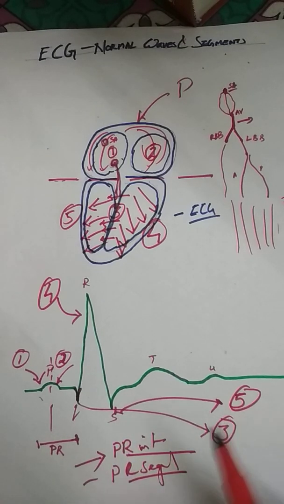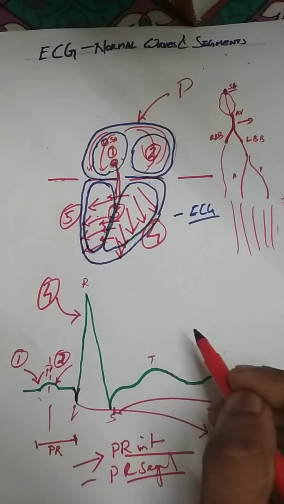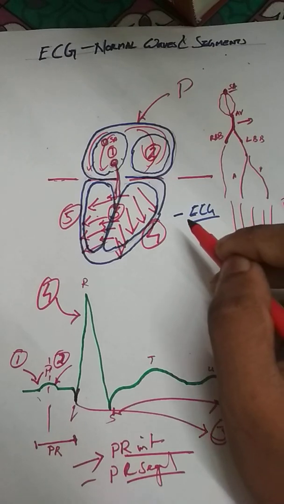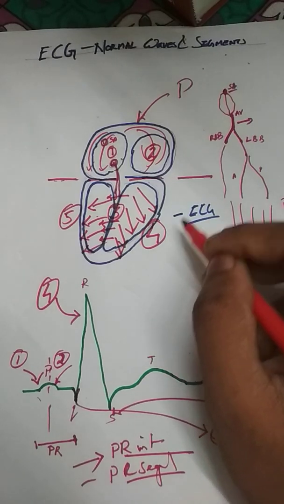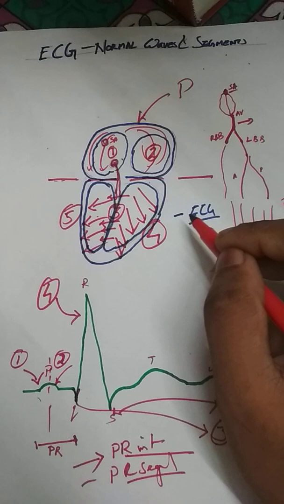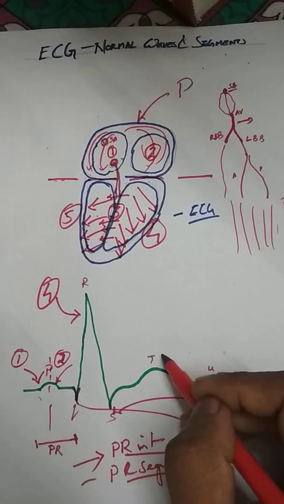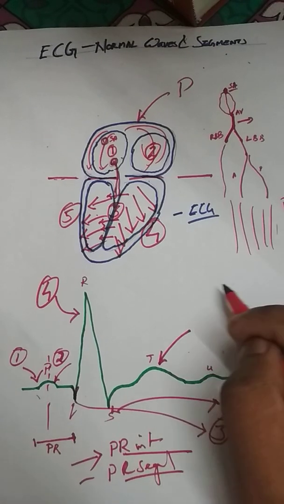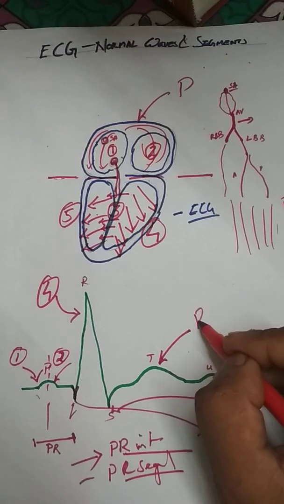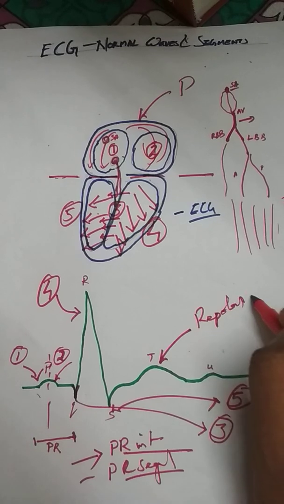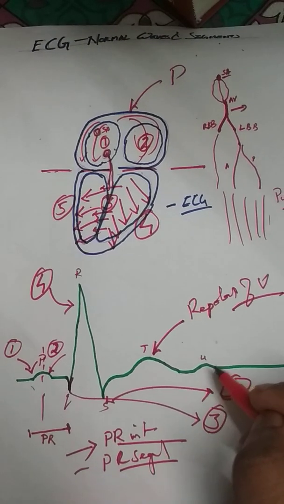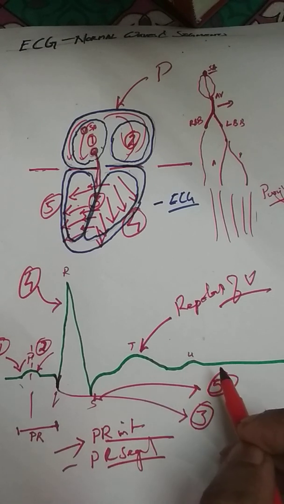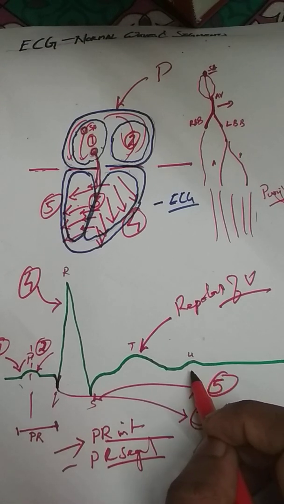Okay. So the ventricles are in a state of depolarization. Following that, there is repolarization of the whole of the ventricle, and the repolarization of the ventricle is represented by the T wave. So the T wave represents the repolarization of the ventricle.